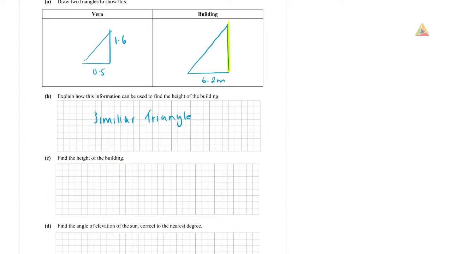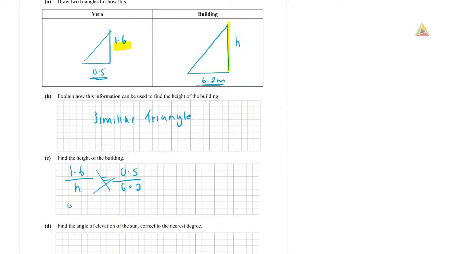Okay, so if we were to write down the ratio, because they are similar triangles, we could say that 1.6, which is the height of Vera, over this height here, which is what we're looking for. So the ratio 1.6 over h, which is the bigger triangle, is the same ratio as 0.5, which is this, over 6.2. All you have to do then is cross multiply.